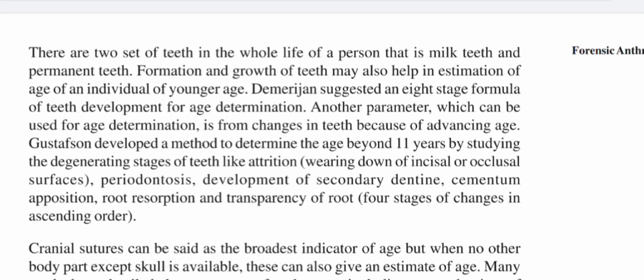Gustafson developed a method to determine the age beyond 11 years by studying the degenerating stages of teeth like attrition, wearing down of incisal or occlusal surfaces, periodontosis, development of secondary dentine, cementum apposition, root resorption, and transparency of root, with 4 stages of changes in ascending order.